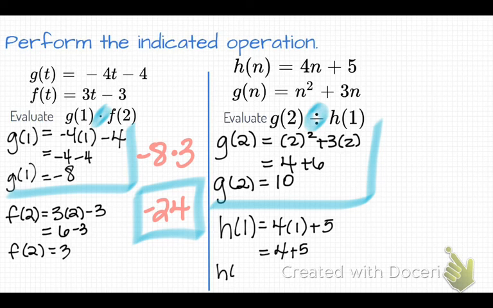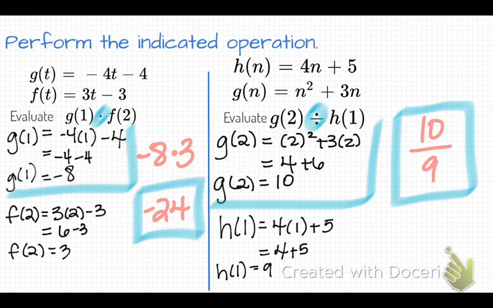Okay, so I'm going to divide them. I have 10 divided by 9. Can that be simplified? No. So that's my final answer. Remember, square roots can be answers, fractions can be answers, negatives can be answers. We don't always have a whole number, okay?